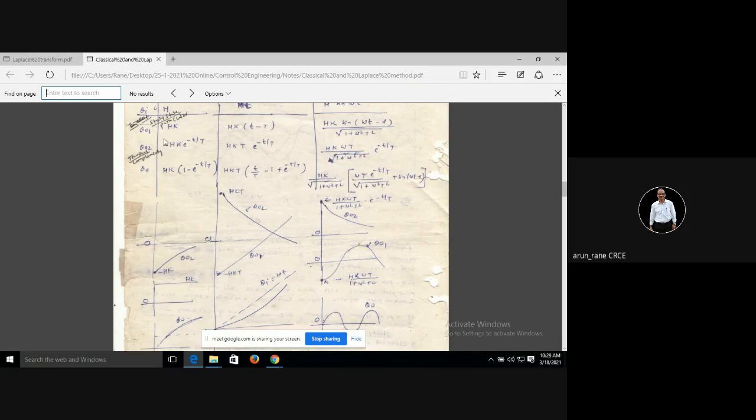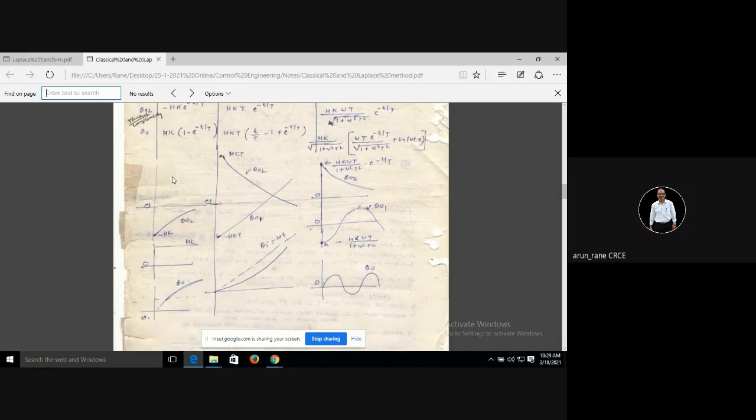As we add this, that is theta 1 plus theta 2, we get this hk into. So this is the combination graph, theta O output. That is, if you add this, when t is equal to 0, you have steady state response as hk and transient response as minus hk. So what is the total response? Minus hk plus hk, that is 0.